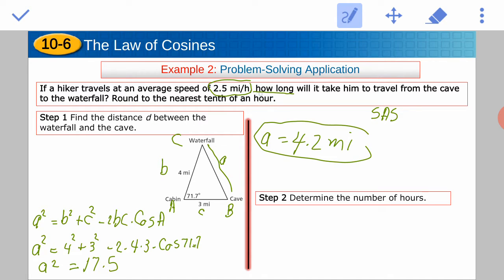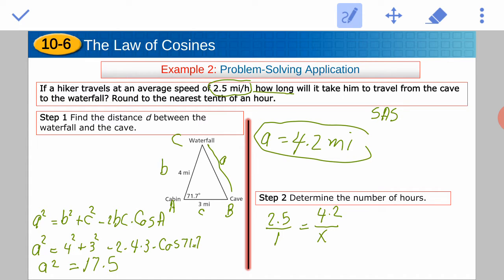Back to our question, guys. It says, how long will it take him to travel? Guys, we have found the distance, but we need to find the time. So back to the average speed of this hiker. The average speed is 2.5 miles per hour. So this guy is taking 1 hour in order to hike 2.5 miles. So for 2.5 miles of hiking, it takes him 1 hour. So what about the new distance? What about the 4.2? It takes x hours.